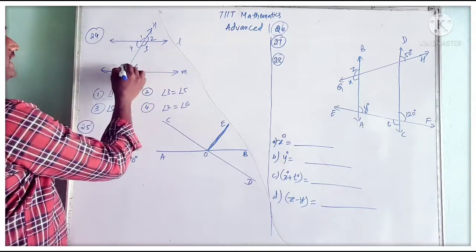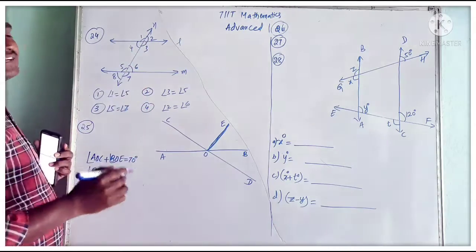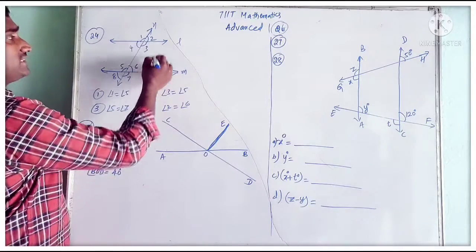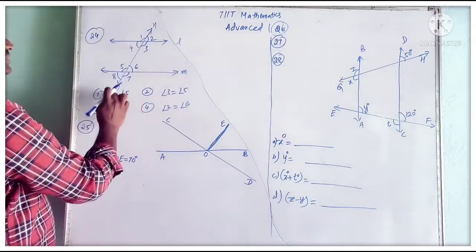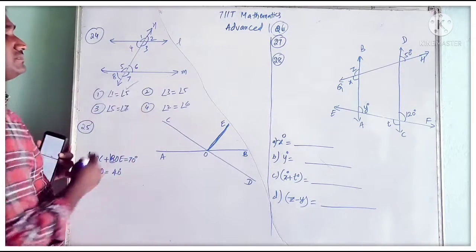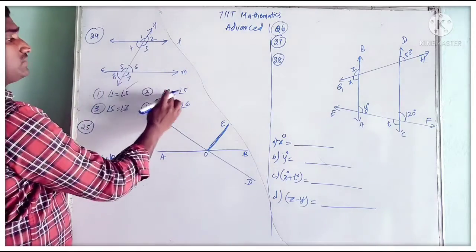Angle 1 and angle 5 are corresponding angles. If the two lines are parallel, then all the corresponding angles are equal. So angle 1 equals angle 5. This is true. Next, angle 3 equals angle 5.